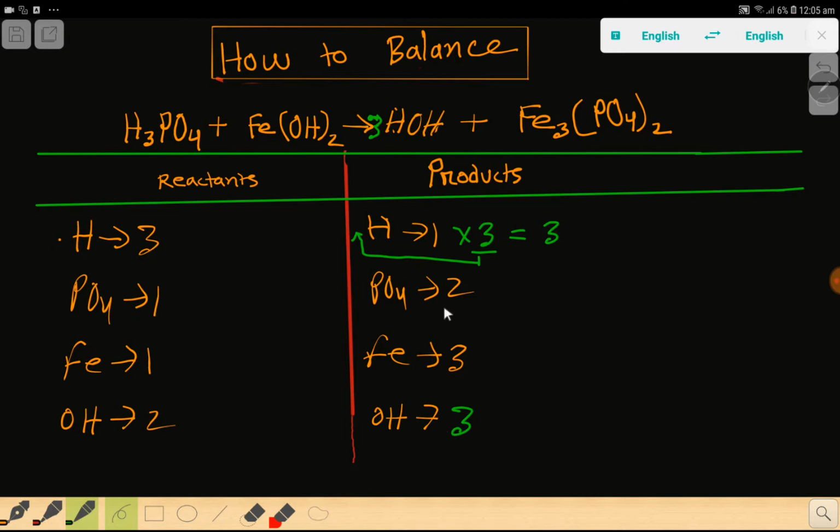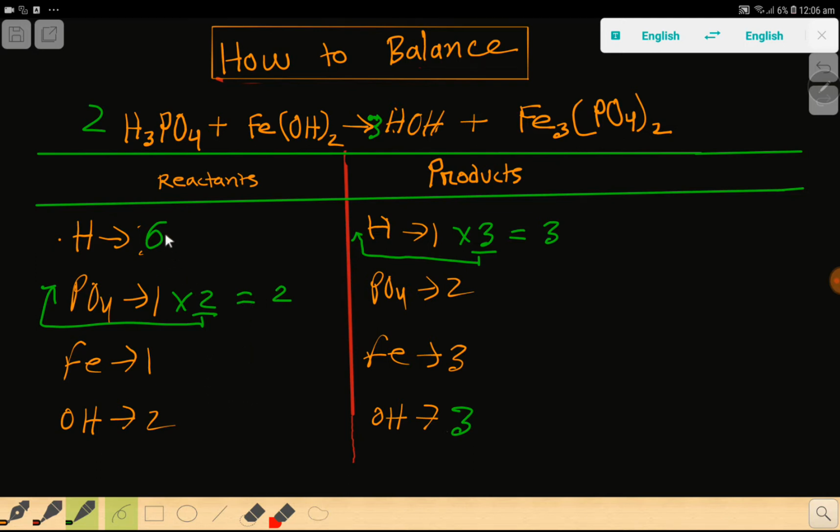Here phosphate 1, but phosphate 2. So to balance the phosphate, I can simply multiply here by 2, that gives me 2. These 2 must come before this phosphate, that is here. So the number of hydrogen will be here 2 times 3, that is 6. So you need to update your hydrogen, that is 6. Your phosphate is 2.